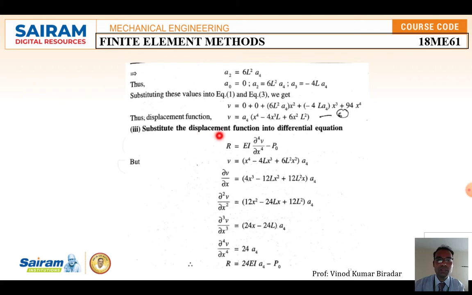Substitute the displacement function into the differential equation. We know the weighted residual equation. This equation we know already, that is a UDL for the cantilever beam. That equation we are going to call the residual. We also know the displacement polynomial function v. Differentiate it again up to the fourth term, that is 24a4. So now we know this equation and this equation, which gives the residual value, that is r is equal to 24 a4 minus p naught.